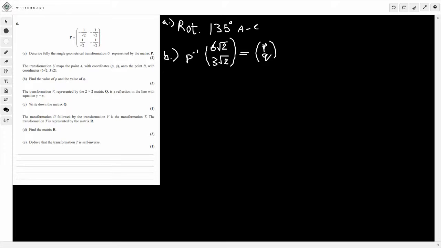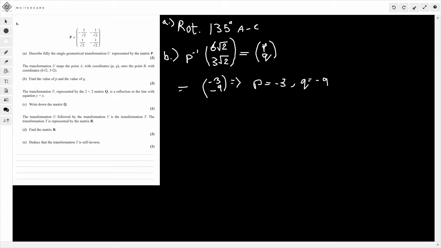If you perform this calculation, P inverse, the inverse of this matrix, you'd have to do 1 over the determinant times the adjoint. For these questions, you can do it on your calculator, but make sure you show the previous bit of working, just so your examiner's clear what's happening. If you do this on your calculator, you obtain this matrix, minus 3, minus 9, and therefore this implies P is minus 3 and Q is minus 9.